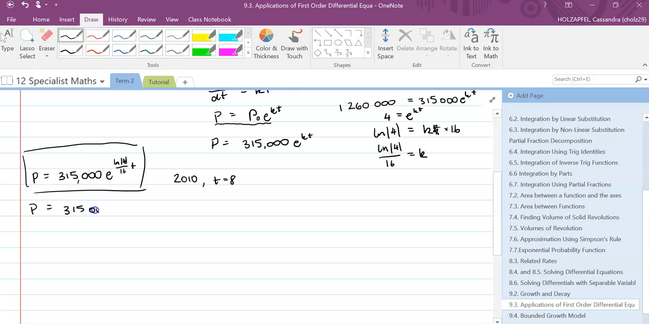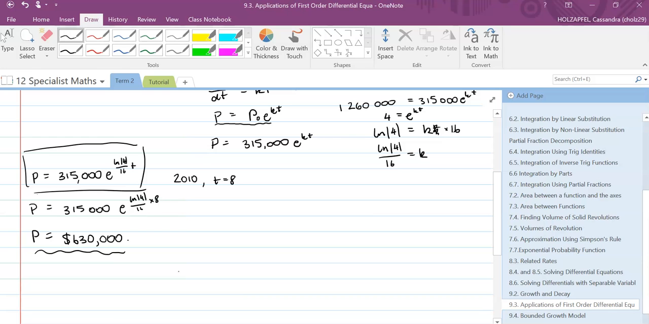So we have 315,000 times e to the power of ln 4 over 16 times 8. So let's chuck that in our calculator. For our solution, we get $630,000. And that seems pretty reasonable to me, given that in 2002 it was about 315,000, and then in 2018 it was about $1 million.